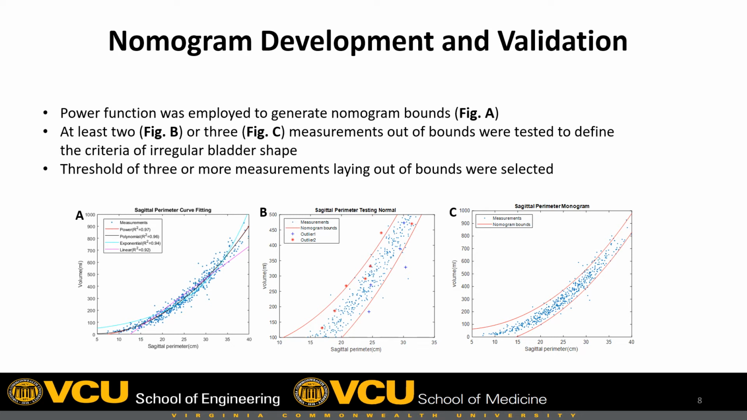We tested power, polynomial, exponential, and linear functions, and the power function was employed to generate the nomogram bound, as it has the highest R-square value. We tested the criteria of at least 2 or 3 measurements out of bound to define the criteria, and finally select the 3 or more measurements laying out of bound at the threshold value.